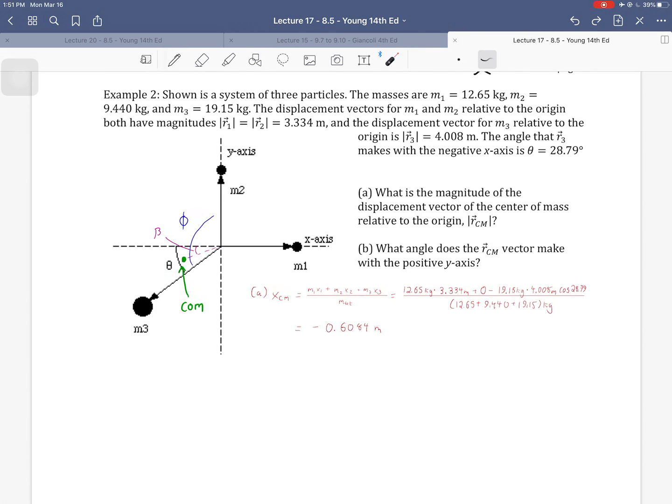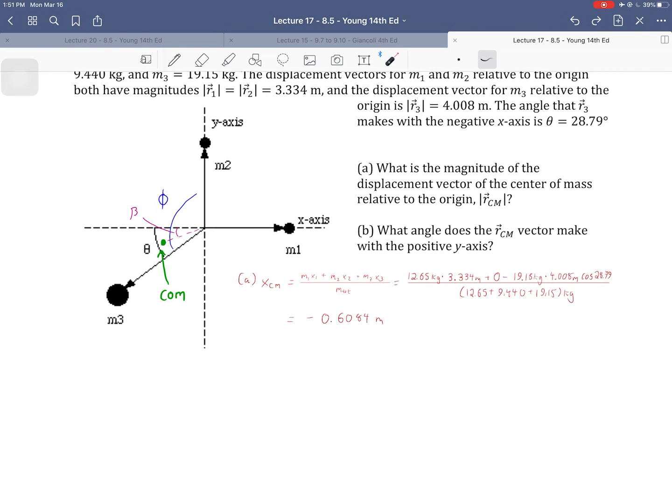Okay, so the first step is we're going to find the x center of mass. I want to do that very much like in example 1 from these notes. And we'll see that we take each mass, multiply it by its x location, which of course for m2 is going to be 0, because m2 is on the y-axis. And for m3, we have to take a coordinate to get its x location, a coordinate of its displacement vector. Displacement vector is the one that's given here. Okay, and so then we get a value of negative 0.6084, working with the 4 sig figs in this problem. All right, so that again matches up with the location that was shown in the picture.